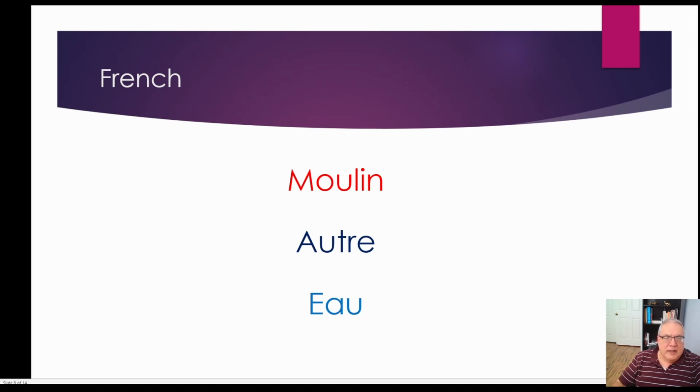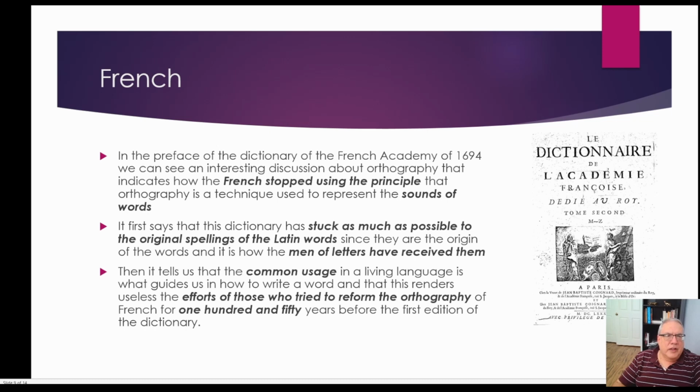If we were to read this as Latin, we would say "eau", but in French this is pronounced very close to the sound of a schwa. Now, in the preface of the Dictionary of the French Academy of 1694, we can see an interesting discussion about orthography that indicates how the French stopped using the principle that orthography is a technique used to represent the sounds of words.